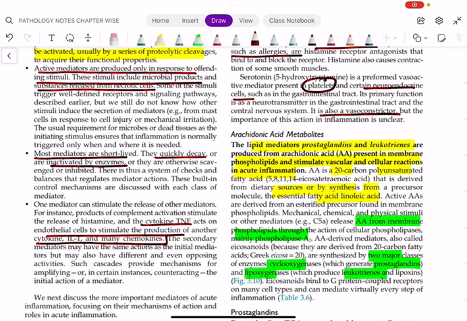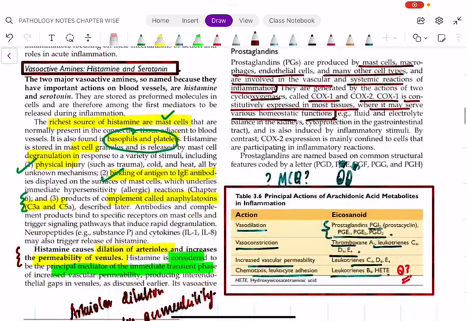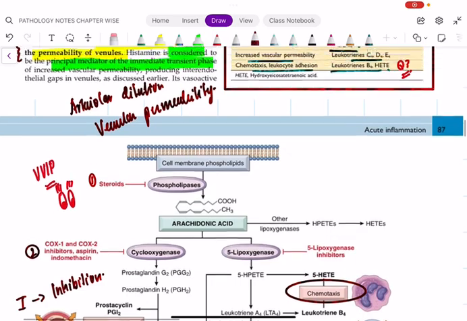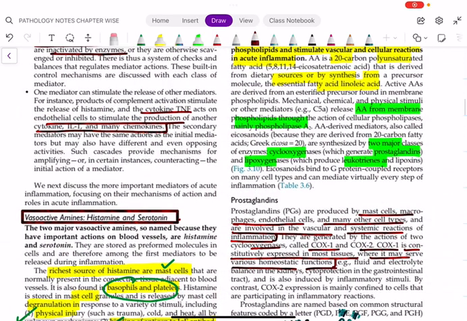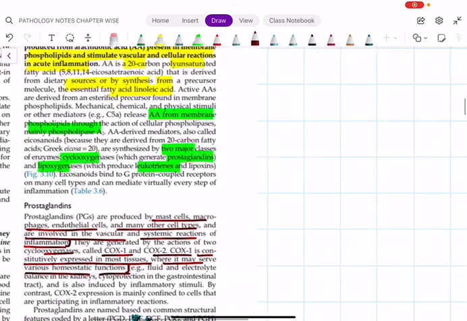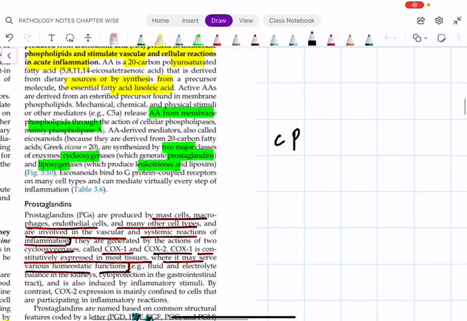These arachidonic acids will be acted upon by an enzyme called phospholipase A2. Don't worry, we will explain with a picture. This arachidonic acid pathway has two major classes. One is cyclooxygenase, which generates the prostaglandins, and the other is lipoxygenase, which generates the leukotrienes and lipoxins. How I used to remember: CP, cyclooxygenase, prostaglandin; LL, from lipoxygenase you have leukotrienes as well as lipoxins.